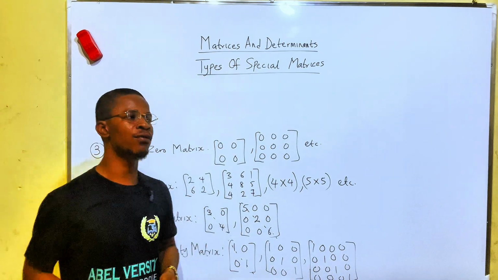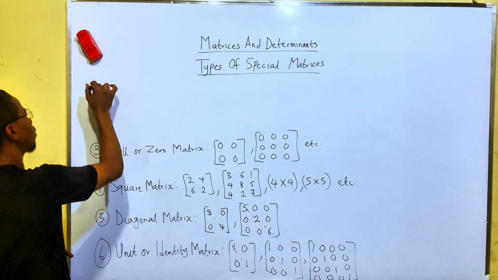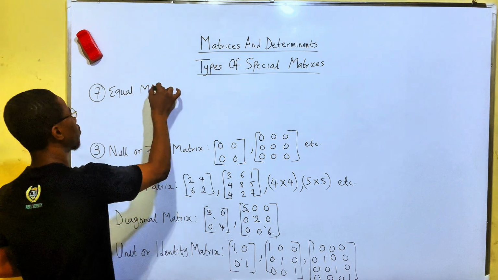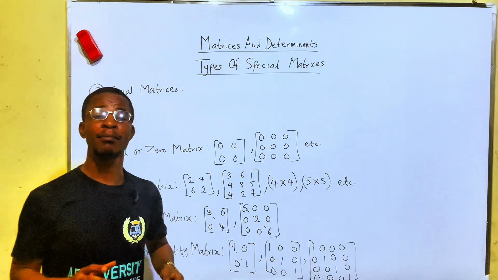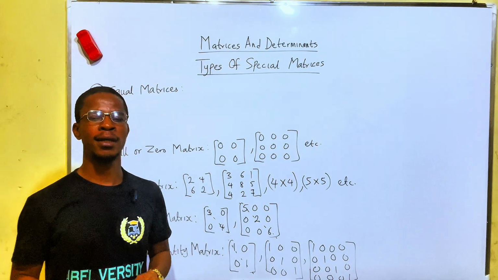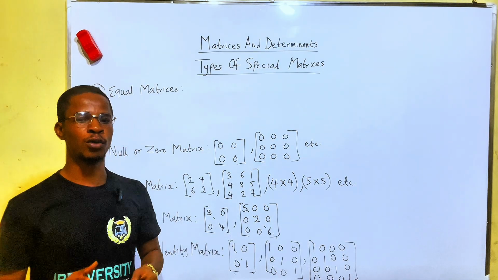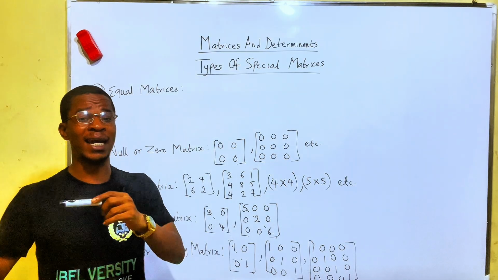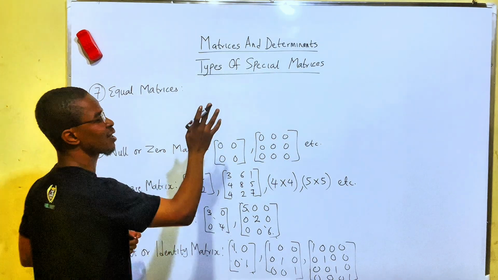Now, the seventh type of special matrix we have is called equal matrices. Two matrices can be said to be equal on one condition: that they are of the same order. A 2 by 2 matrix can be equal to another 2 by 2 matrix. A 3 by 3 can be equal to another 3 by 3. But a 2 by 2 cannot be equal to a 3 by 3. Do you get? Now, let me give an example for better understanding.